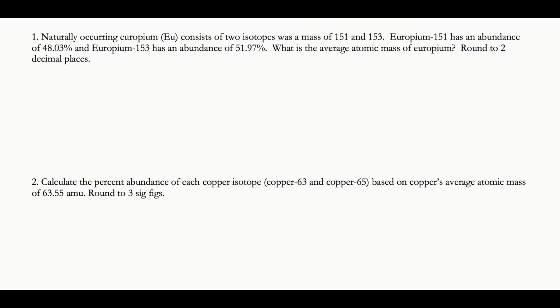So the first thing I need to do before I actually calculate it is I need to take my two percentages, 48.03% and 51.97%, and I need to convert those into decimals. So the way that I do that is I move my decimal place 2 places to the left. And the reason why I do that, percent means per 100, so I'm literally just dividing by 100. Okay? Now I can find my weighted average.